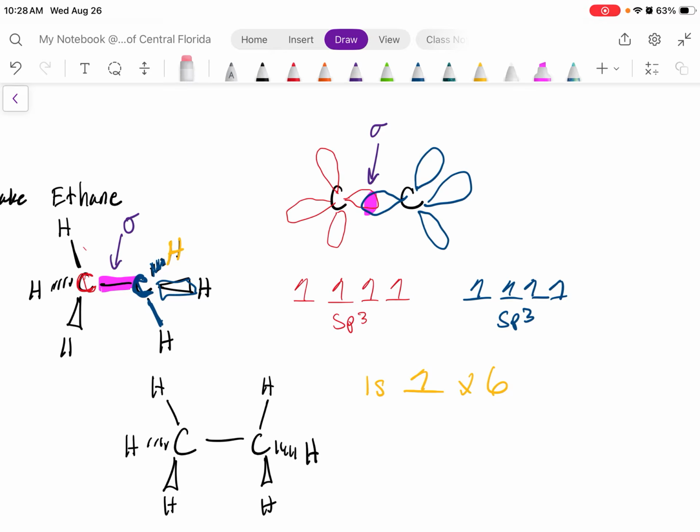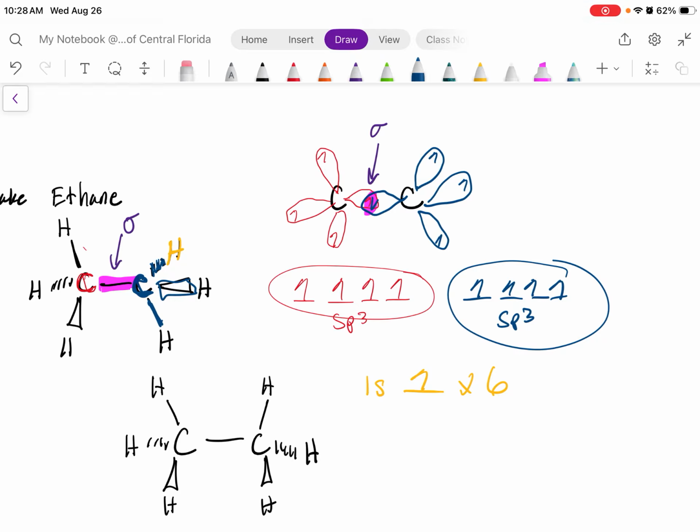Let's see if I can get rid of the shading. Nope, that's going to be a little bit more difficult. Okay, I'll just leave the highlight there. Remember that for the red carbon, it's coming with 4 electrons, so let's draw those in. And then the blue carbon is coming in with 4 electrons, so let's draw those in.